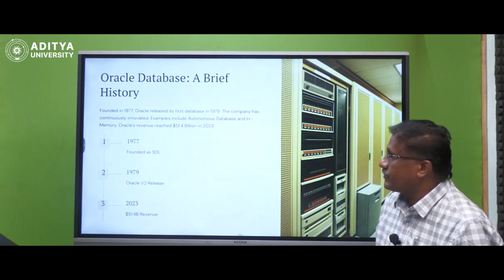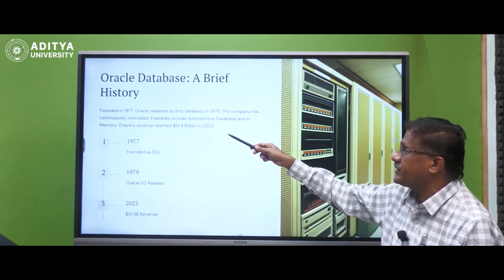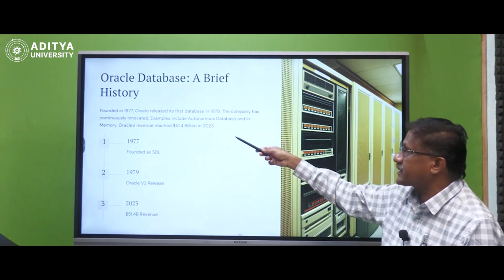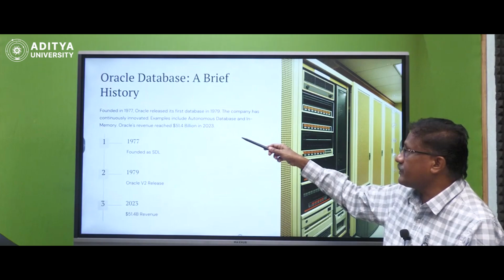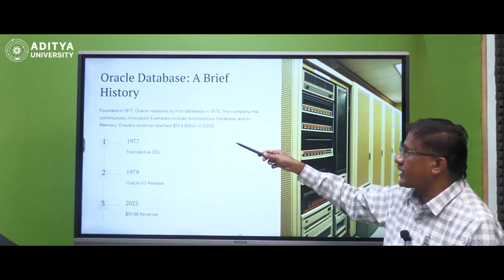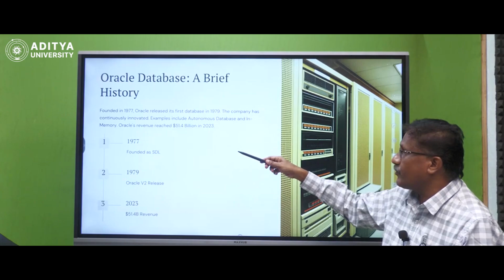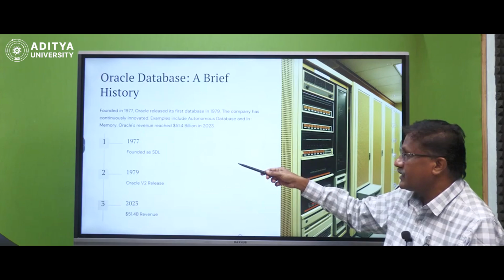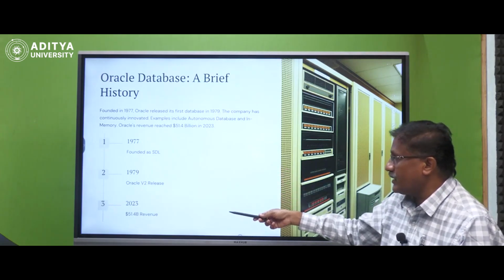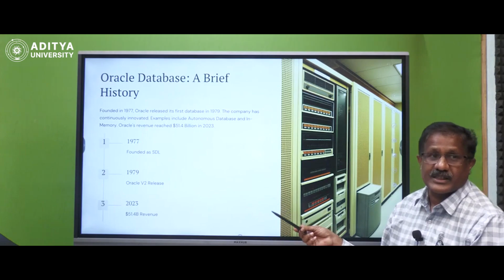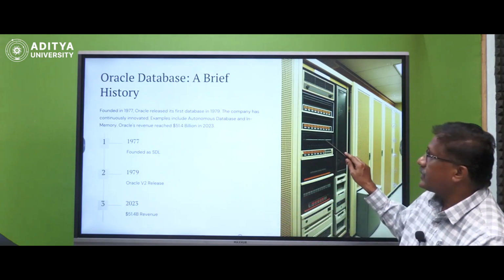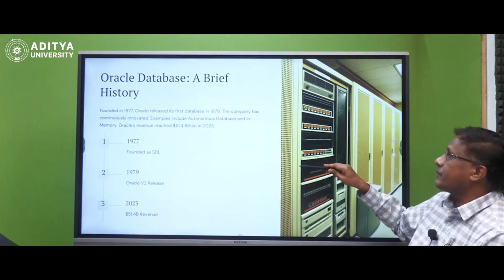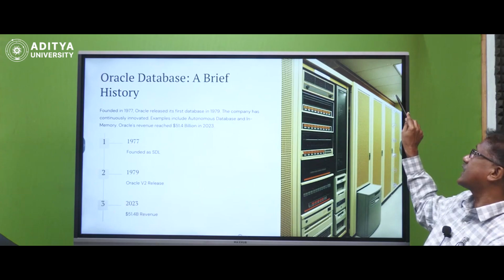For Oracle Database, we should know the history of Oracle. In 1977, Oracle released the first database. The company has continuously innovated, with the autonomous database and in-memory, and Oracle revenue reached more than 51.4 billion in 2023. In 1977 the first one was SDL, then the Oracle version 2 release. Now the Oracle version 23 release is going on. From this history we can understand how much the growth rate of databases plays a very important role in today's technological world.